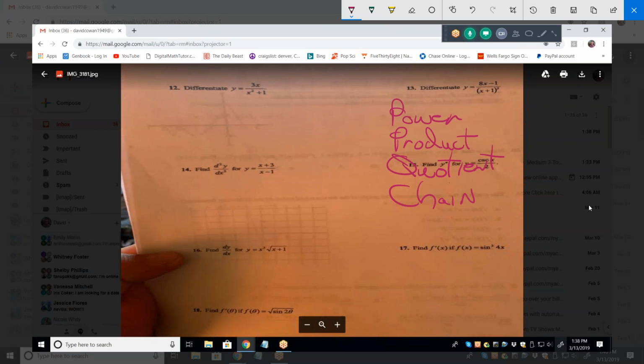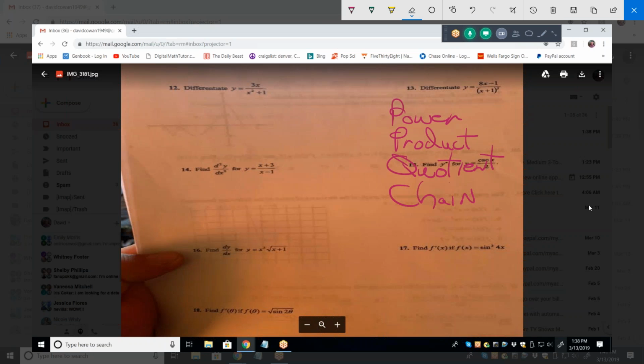The quotient rule. Now, the quotient rule is the hardest one to remember. Do you remember it? The derivative: low d high minus high d low over the square of what's below. If you remember it that way, that's perfect. I remember it: you start with the bottom, the derivative of the bottom, and you end with the bottom squared. That's all I need to remember.